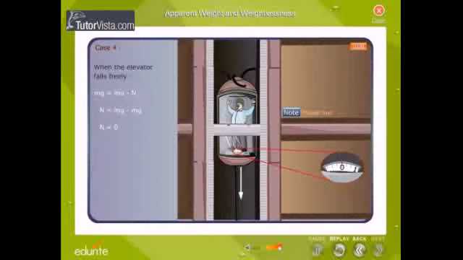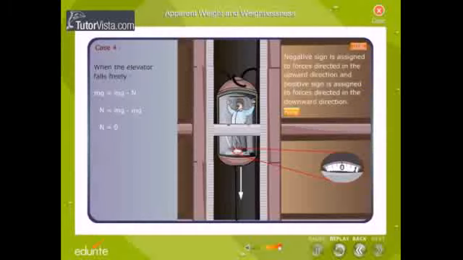When the elevator falls freely, that is, if its cable breaks, then both the person and the weighing machine fall with the same acceleration. mg is equal to mg minus N, or N is equal to mg minus mg, that is equal to 0. Thus, the apparent weight of a freely falling person or body is 0, that is, a person or a body appears weightless when falling freely under the influence of gravity. At this stage, the weighing machine will read 0.